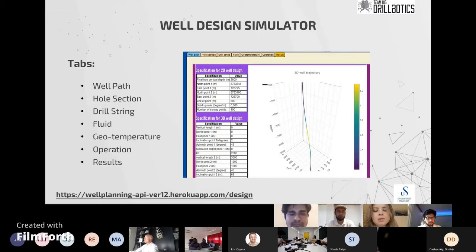And then the final one is the results tab, where you can get 5 different calculated measures, such as the temperature profile, the pressure profile, the torque and drag profile, the bit uncertainty and bit errors, and the trajectory itself, where we're going to see the DLS and the ROP of the well. And under the slides, we have the well planning design simulator, which is the website where you can access this.